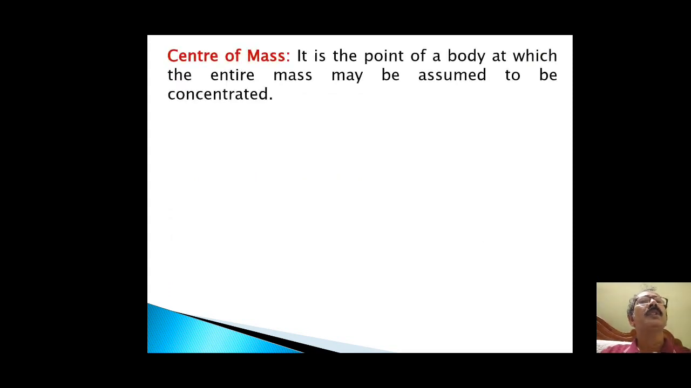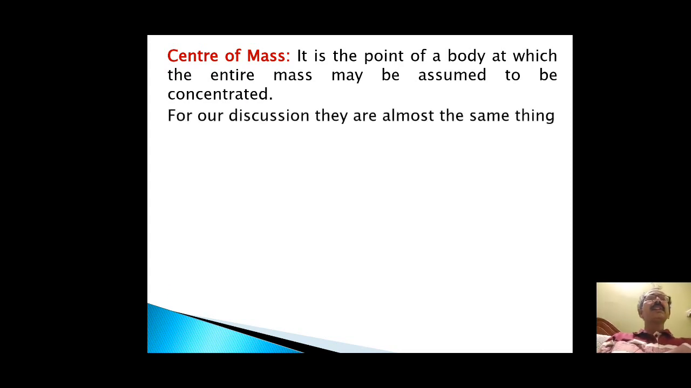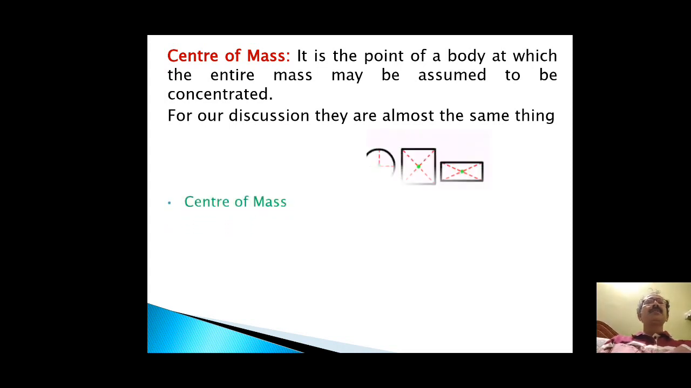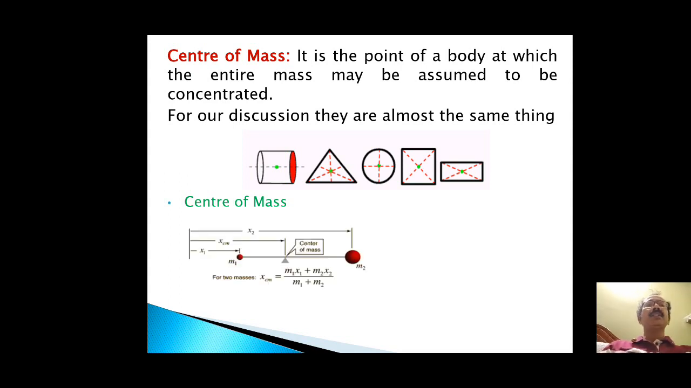Now, what is center of mass? It is the point of a body at which the entire mass may be assumed to be concentrated. For our discussion, they are almost the same thing. If you see this diagram, the total mass is concentrated at a particular point. In this diagram, there are a cylindrical shape, a triangular shape, a circular shape, a rectangular shape, and a square shape. The green dot is indicating the center of mass.